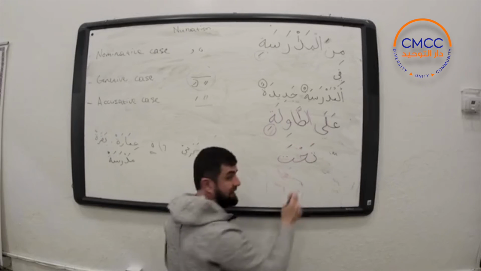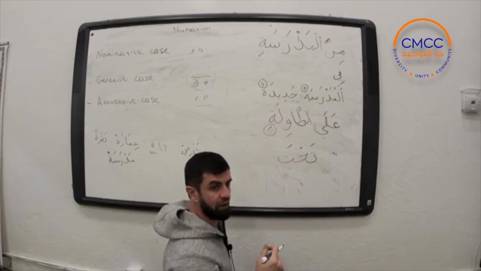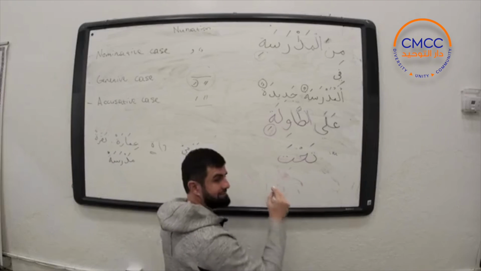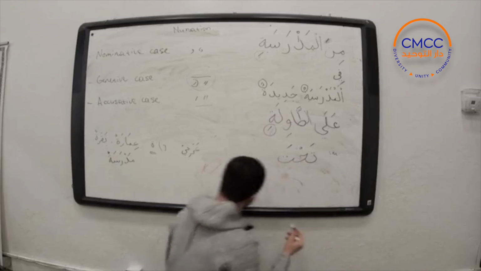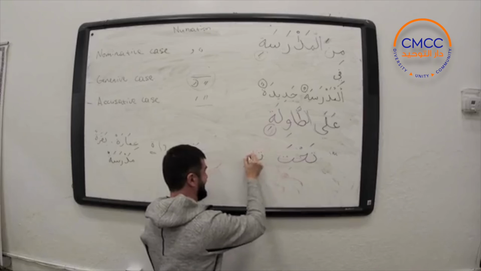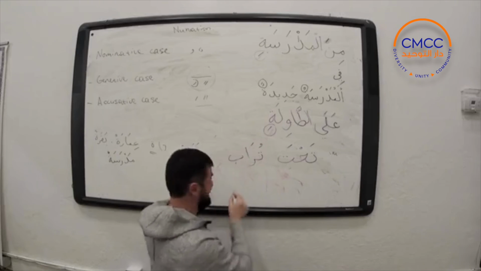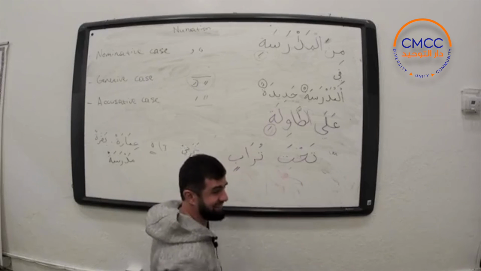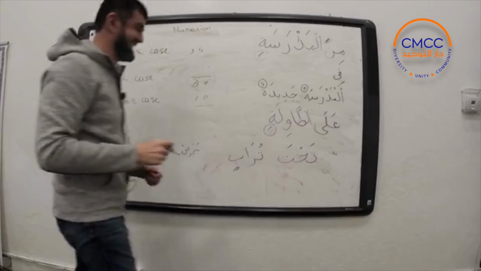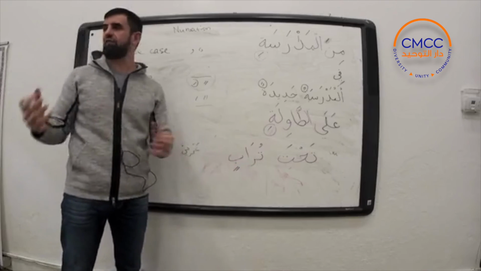Do you know what tahta means? Tahta. Under, exactly. It's a preposition too, by the way, okay? Tahta turab, yeah. It's a good one. Tahta turabin, exactly. So what does it mean? Yeah, underground. Tahta turabin.